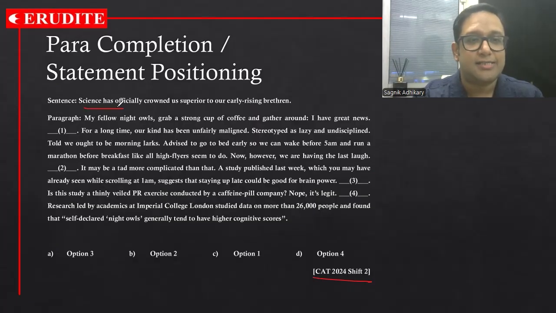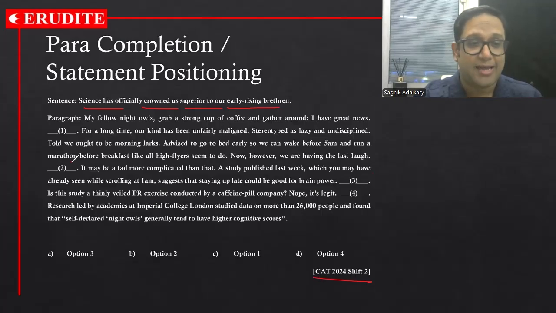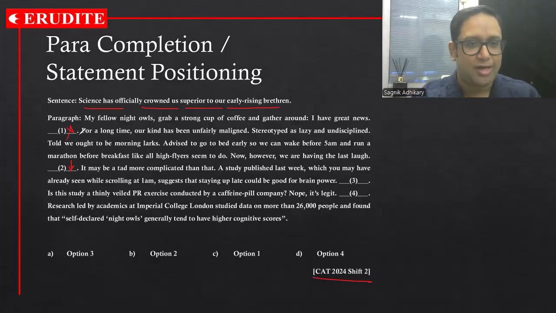The sentence here says, science has officially crowned us superior to our early rising brethren. Now, we will see on reading the passage, you can pause the video and read the passage. We would see that it has to fit in blank number 2, because there is a possibility that it might fit in some other blanks. We'll be able to eliminate 1 easily, 3 easily. We'll discuss this in a moment.